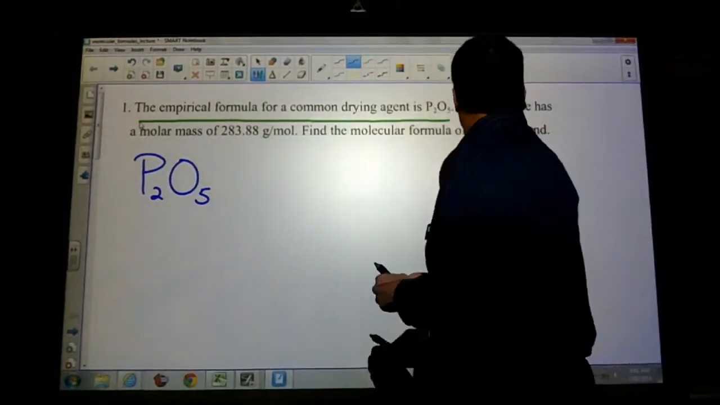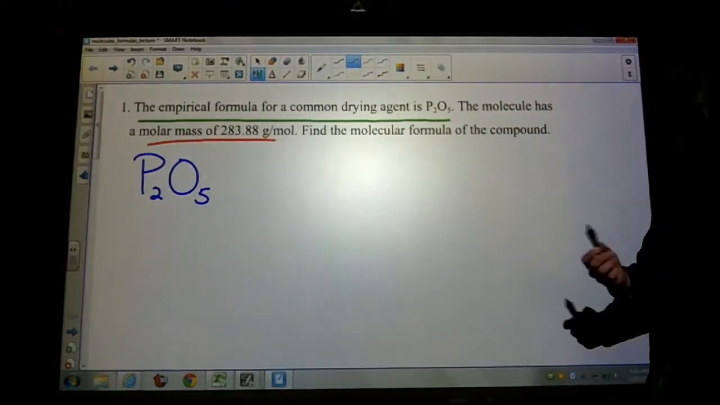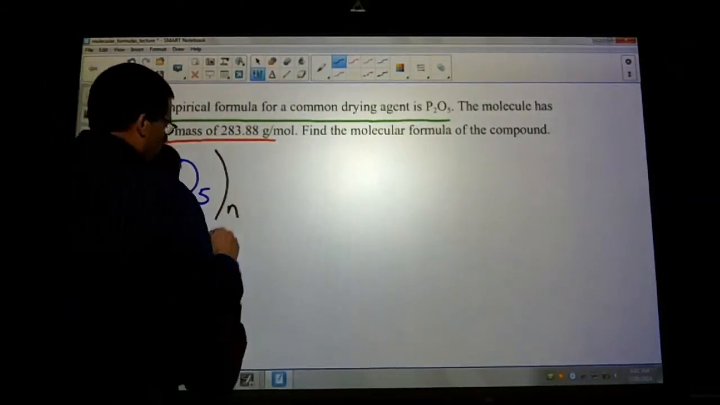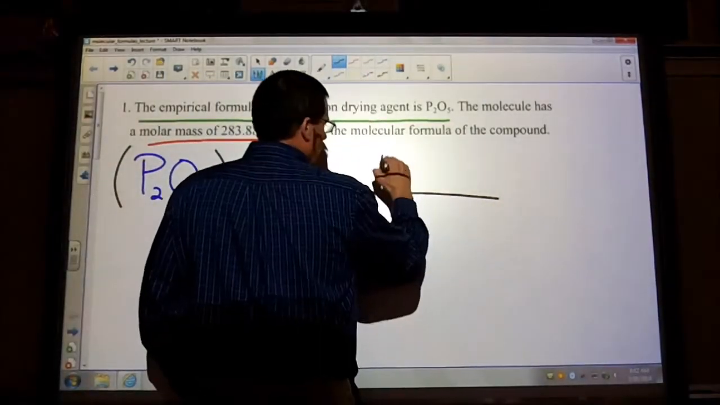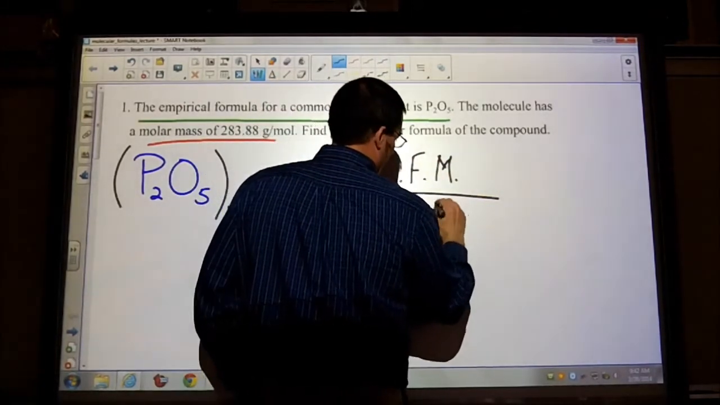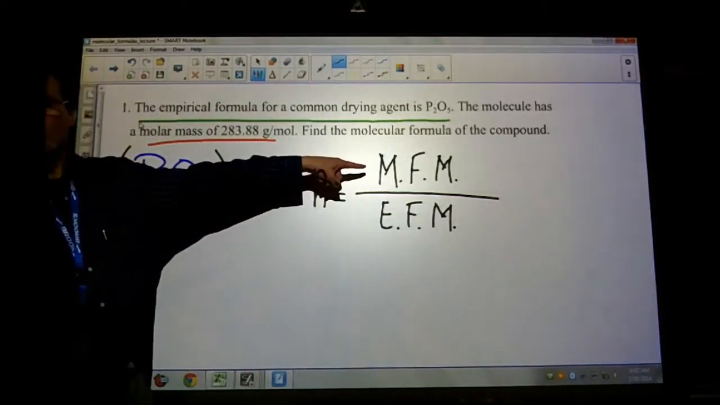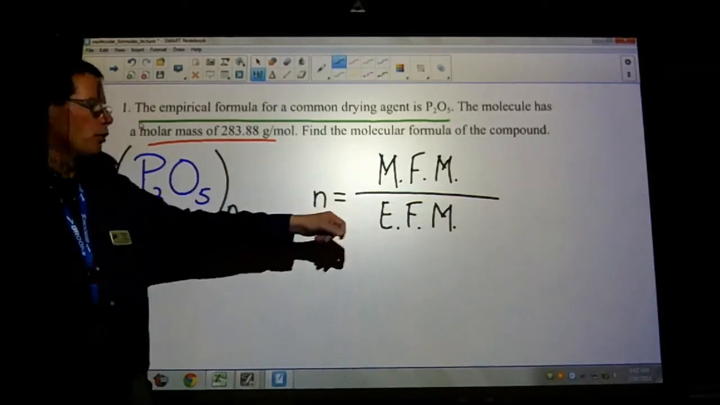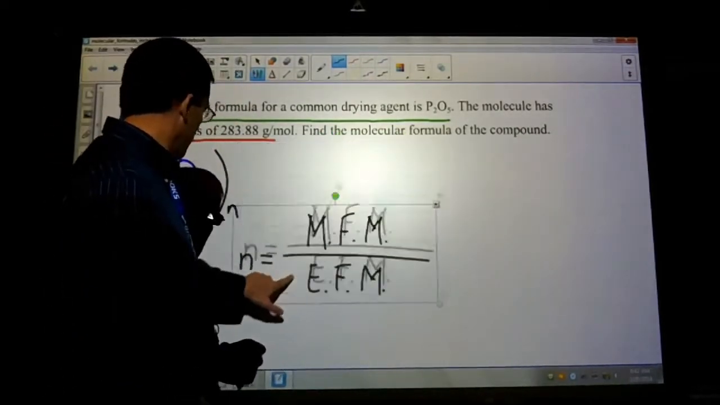So there's your empirical formula. Also, we're given that the molecule has a molar mass of 283.88 grams. To find the molecular formula, we need to find out what the multiplier is, so we need to find out what this n value is. Again, n is equal to the molecular formula mass over the empirical formula mass. The molecular formula mass will be given to you, and it's generally the bigger of the two values, if not equal. The empirical formula mass is the smaller of the two, where you get to calculate it.